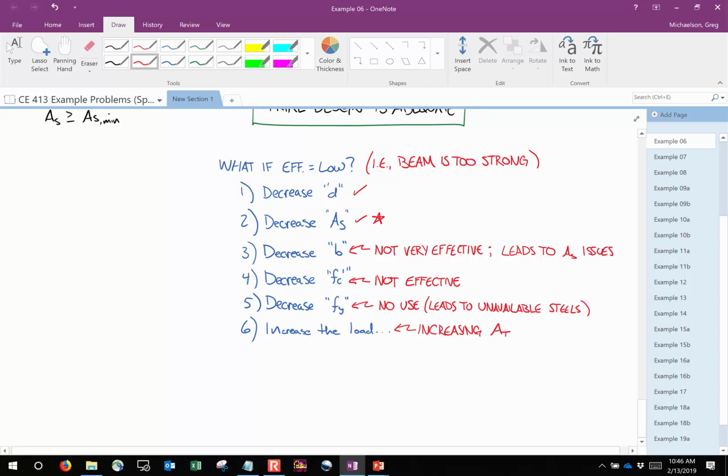In the end, what really matters is phi Mn being greater than or equal to Mu and having a beam that's efficient. That's what matters. So honestly, I couldn't really care less what the B over D or the D over B ratio is as long as the beam works. That's a good question, so this is good stuff. Any other questions? I like this.